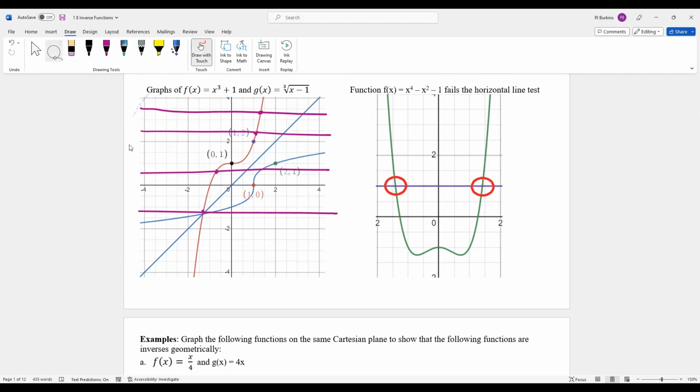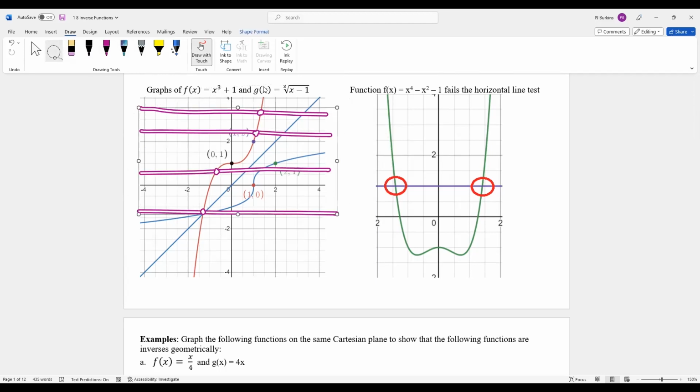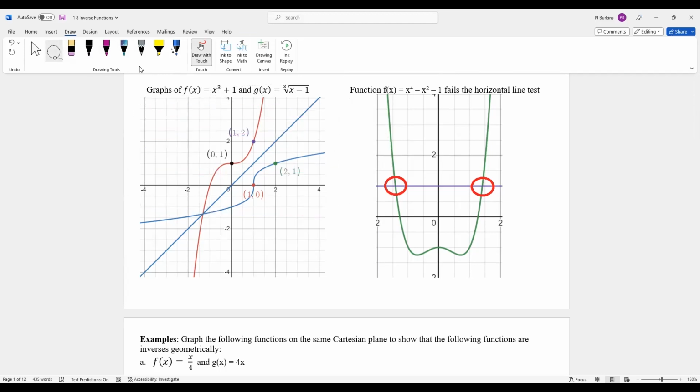The example to the right shows a function which is x to the fourth minus x squared minus 1. And drawing a horizontal line, notice it touches the curve in two places. And you can do this anywhere to see it. It touches here and here. So for every value of x, there is not just one y, or vice versa.